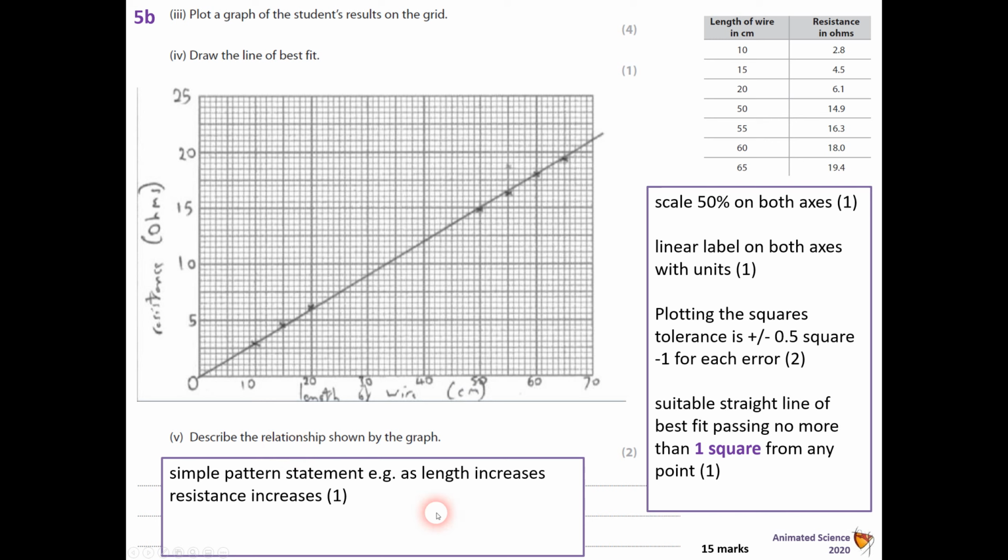And the relationship, a simple pattern. As length increases, resistance increases. The second mark is if you say proportional. Some people talk about directly proportional. There's no such thing as directly proportional. You're either proportional and you go through 0, 0, or you're not. But some language and examiners seem to bring in this direct bit. It's meaningless. And the other point is, what's a positive correlation? Maybe useful in maths, in physics we never use it, so please try and avoid it.